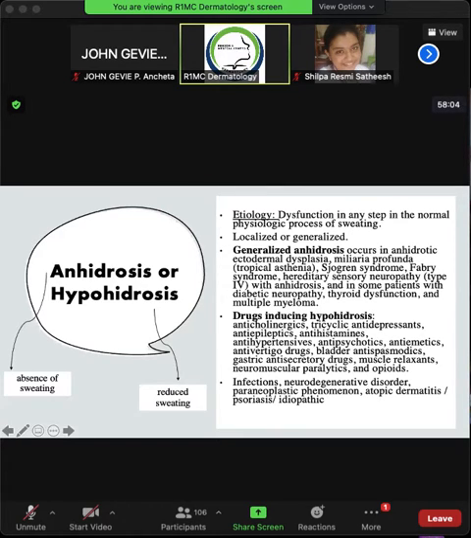And many drugs that cause your hypohidrosis are the following. So your anhydrosis or hypohidrosis is a dysfunction in any step in the normal physiologic process.